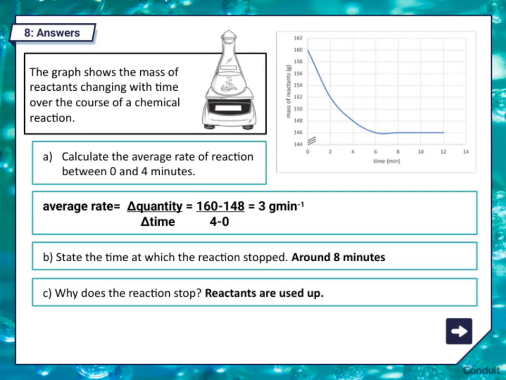Let's look at how we calculate the average rate of this reaction between 0 and 4 minutes. We start by finding the change in quantity. Here, it's 160 minus 148 grams per minute, which gives us 3 grams per minute. Then, we divide that by the change in time, which is 4 minutes. The reaction stops around 8 minutes because the reactants are used up. There's nothing left to keep it going. This slide wraps up those key points with the answers.